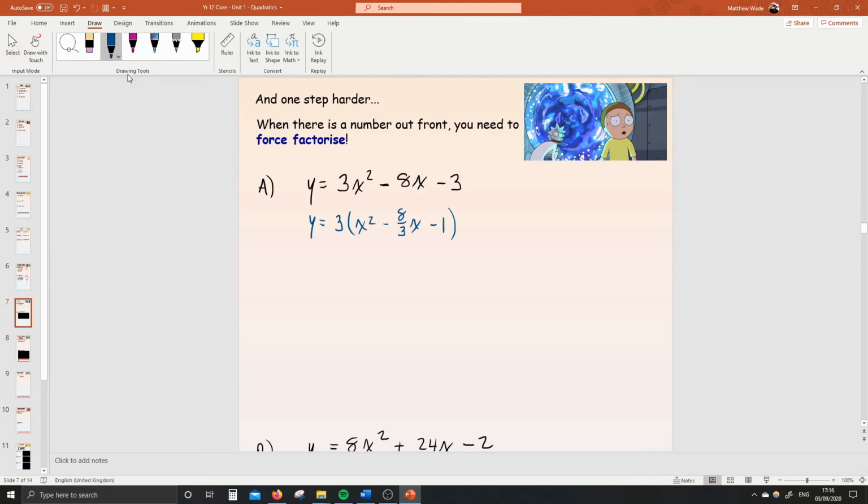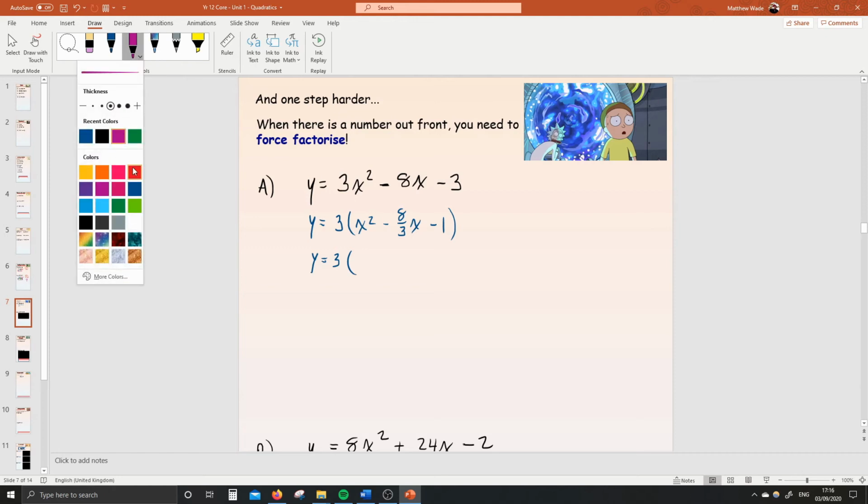Bish, bash, bosh. Now, it's weird that there's a 3 in front, but what's in the bracket now, this bit here, has just become a regular question. And I like this because this is where my method comes into its own again. Good luck if your method still works after this horribleness, but I'll help you anyway. So here we go. Y equals 3, open bracket. Now I'm going to treat everything in there like its very own brand new question.